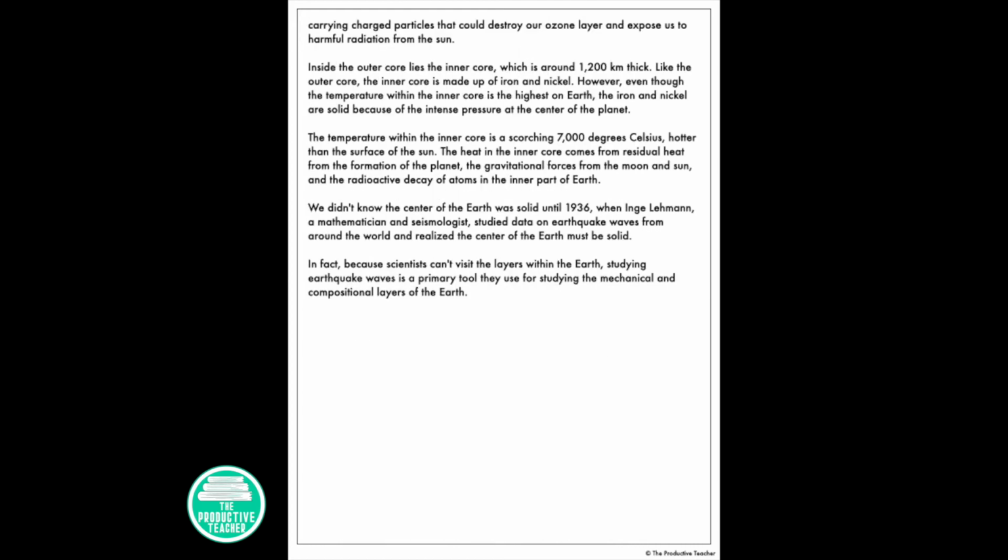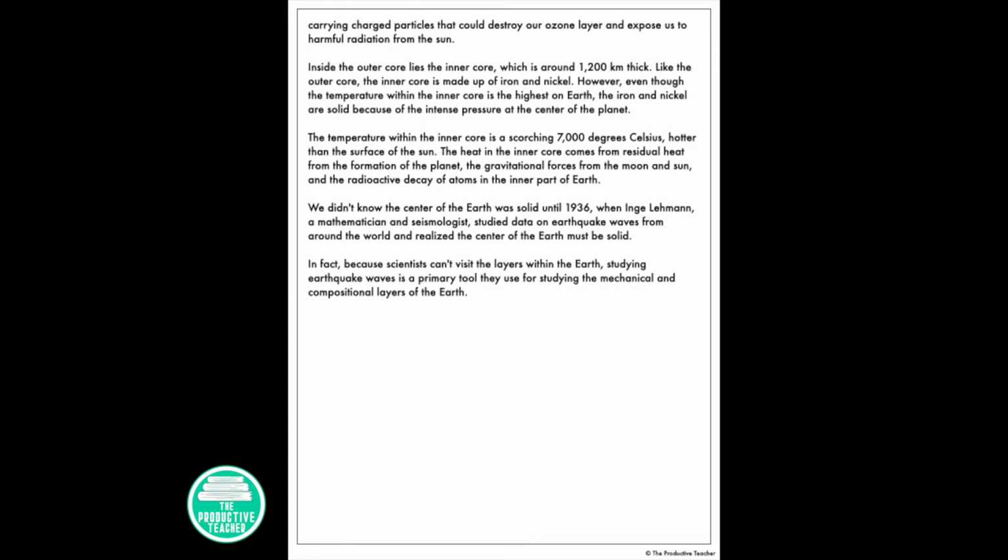The outer core is the only liquid layer within the Earth. Hot liquid iron and nickel swirl around the outer core as the Earth rotates on its axis. The spinning metals create Earth's magnetic field. The magnetic field surrounds Earth and reaches thousands of kilometers into space. It protects Earth by deflecting solar winds carrying charged particles that could destroy our ozone layer and expose us to harmful radiation from the sun.